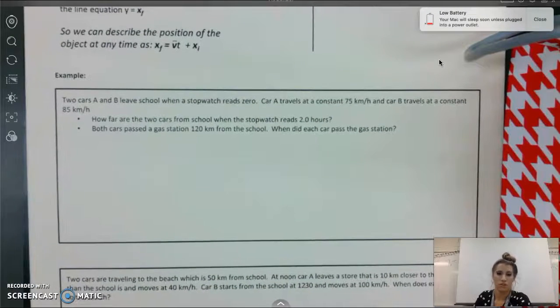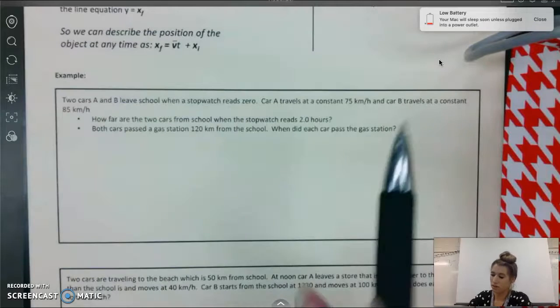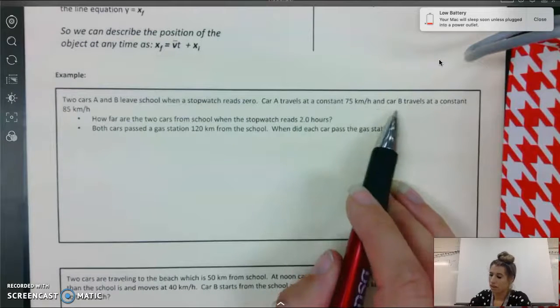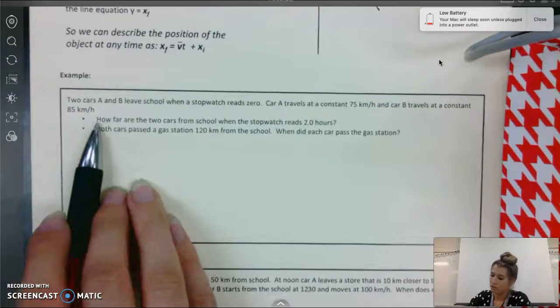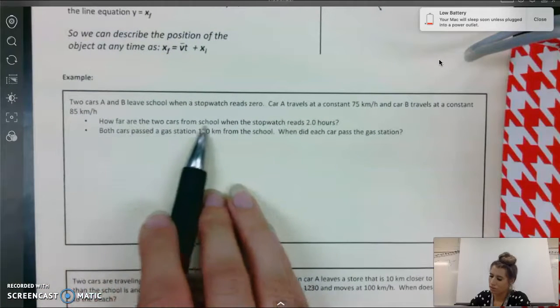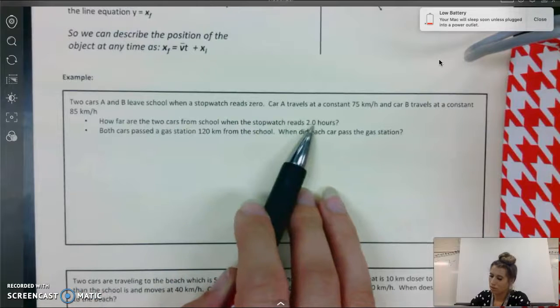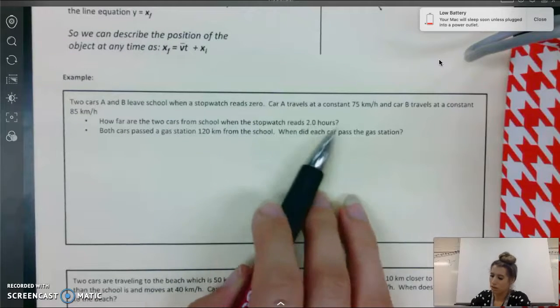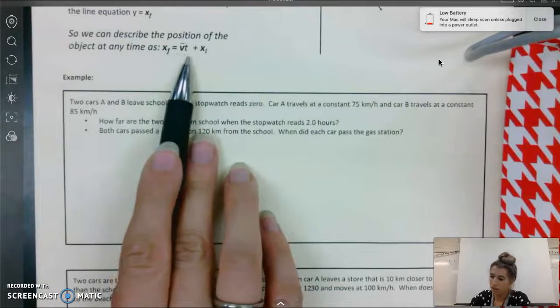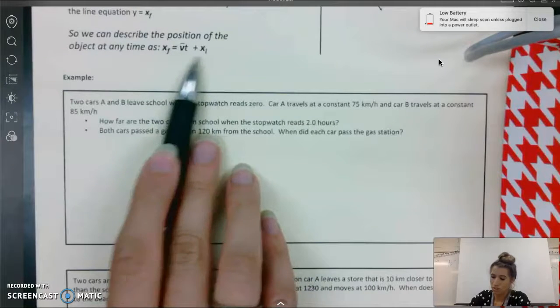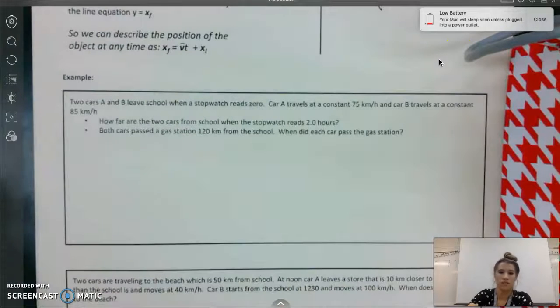So we have two cars. We have car A and B, and they leave school when the stopwatch reads 0. So car A travels at a constant 75 kilometers an hour, and car B travels at a constant 85 kilometers an hour. So first question, how far are the two cars from school when the stopwatch reads 2 hours? Okay, we know the velocity, we know the time, and we know the initial position. It's asking us to solve for x final.